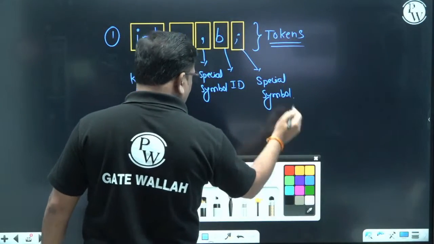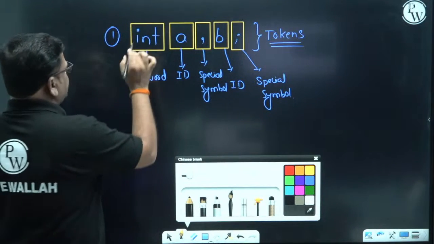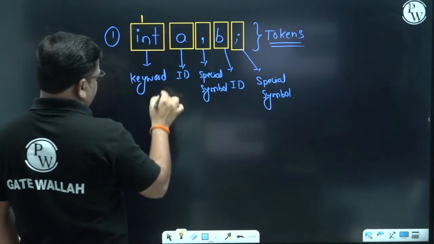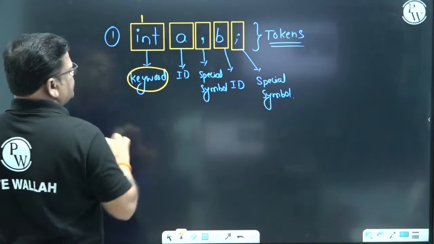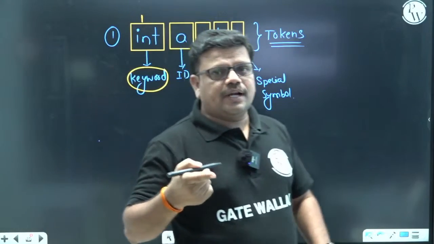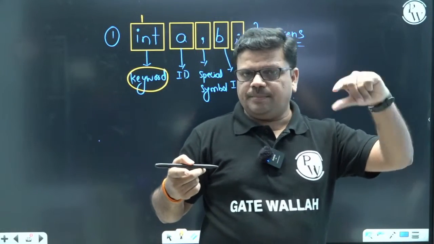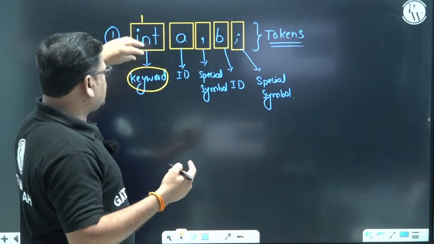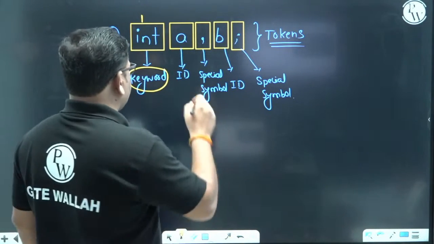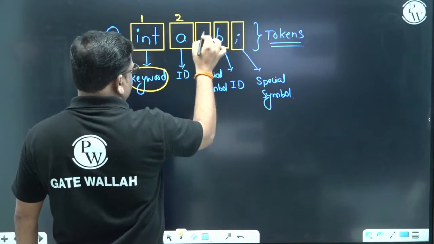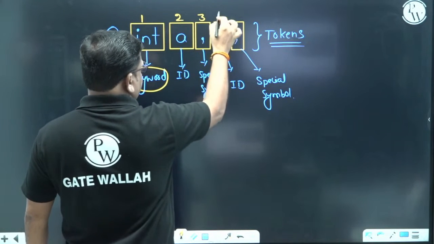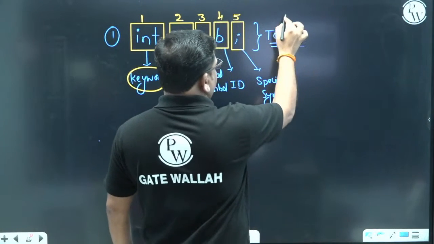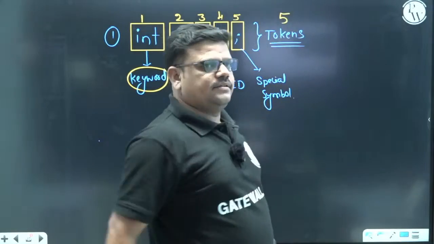So these are the tokens. How many tokens will be produced? Each group of characters is one token, because it is a meaningful entity, a keyword. Every group of characters should come under those 5 things. So this group of characters forms a keyword. This is an identifier. This is a special symbol. This is an identifier. This is a special symbol. So a total of 5 tokens will be produced by the lexical analyzer.